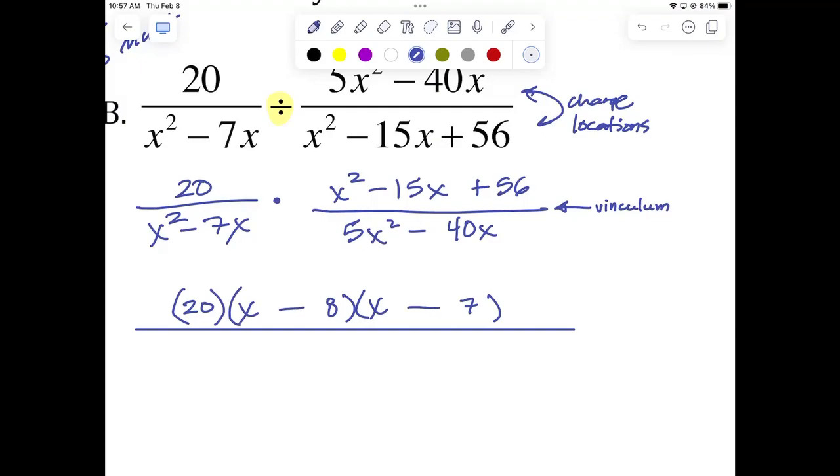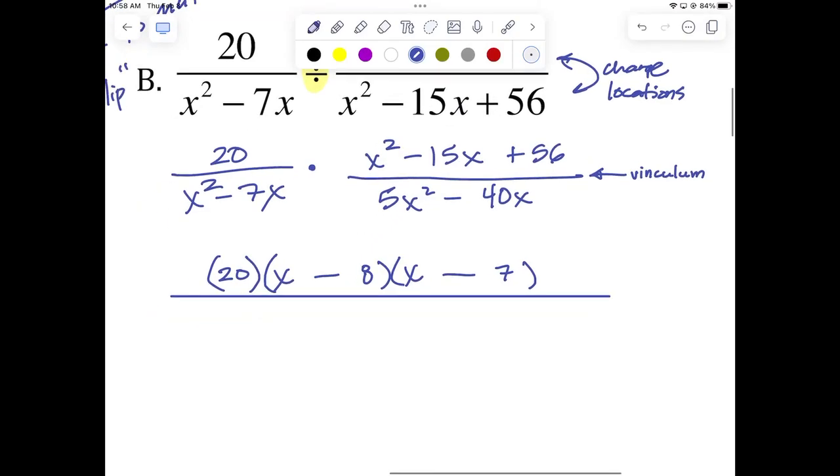If you need help factoring, because there's a lot of factoring going on, you need to come see me in tutorials before school, and we will just work on factoring, okay? Because that can't be the obstacle to doing these problems. You have to know how to factor.